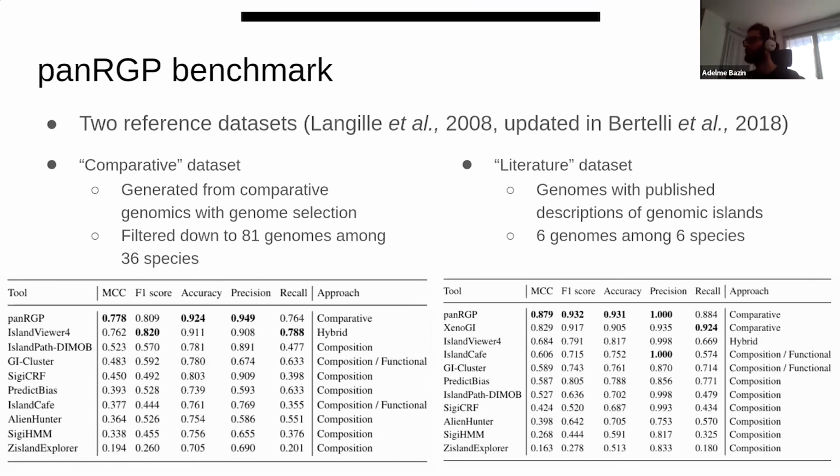It includes genomes with published descriptions and published bioanalysis of genomic islands. It's much smaller. It includes 6 genomes among 6 different species. So we built 6 pangenomes using all available RefSeq genomes again from those 6 species. And once again, PanRGP came on top with most metrics. So thanks to this benchmark, we can say that PanRGP detects genomic islands very well.